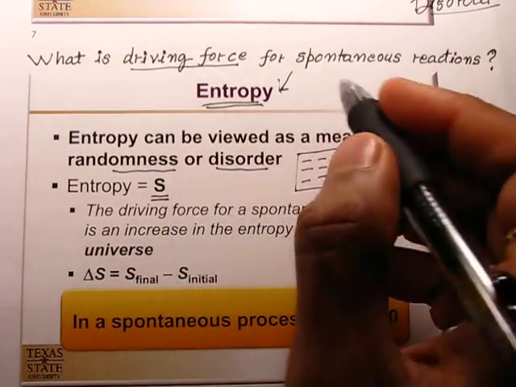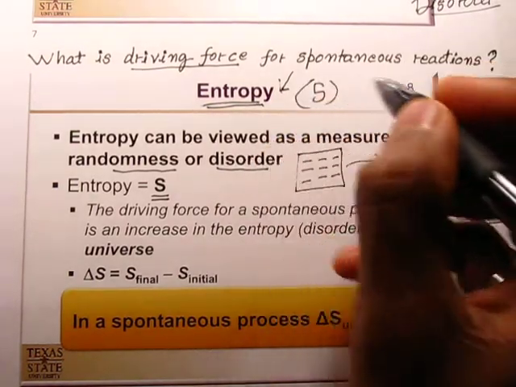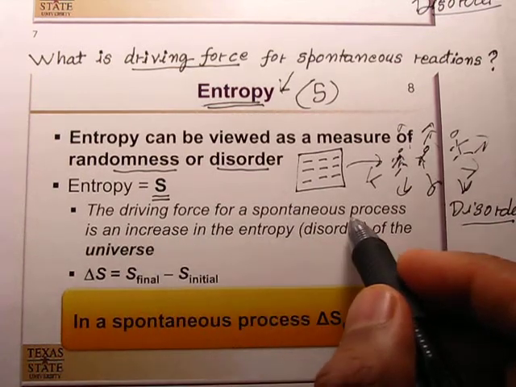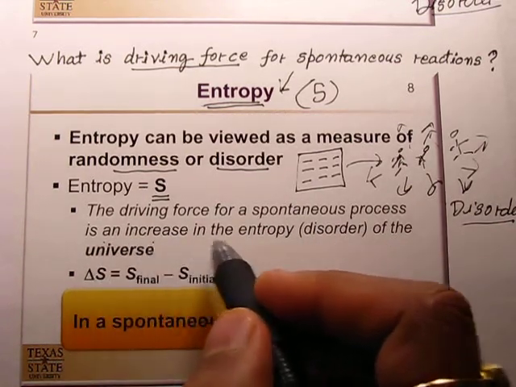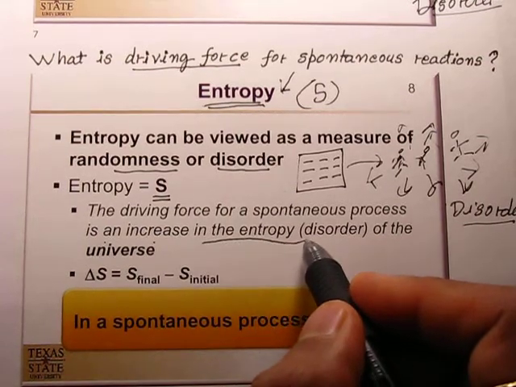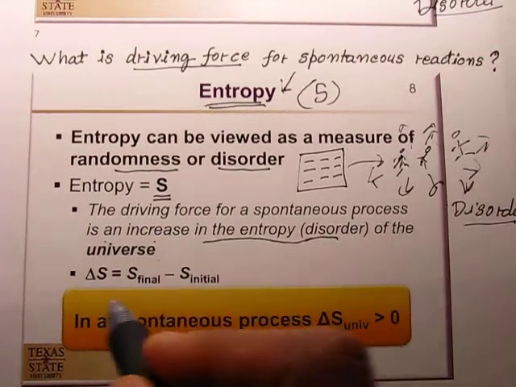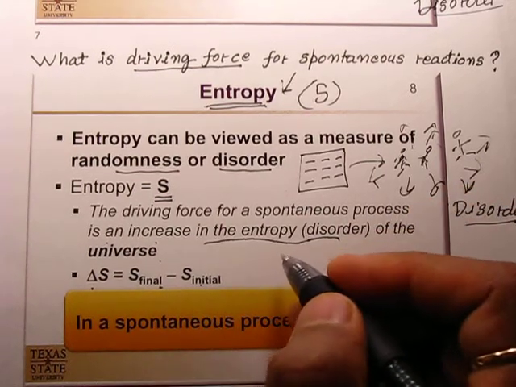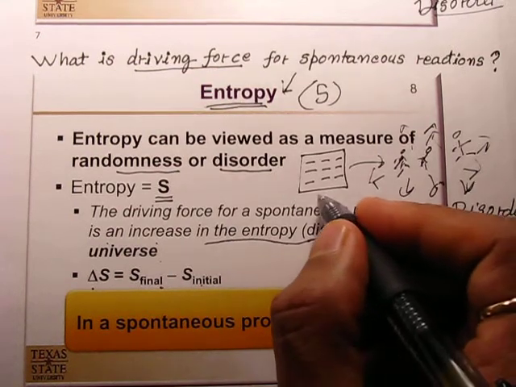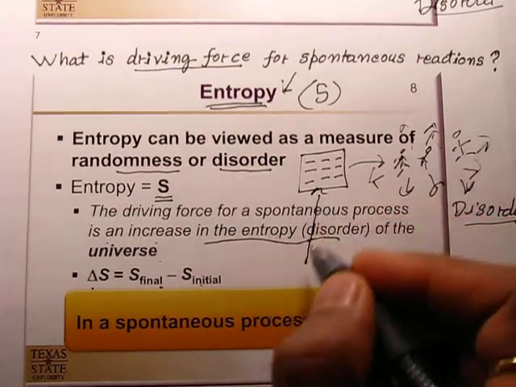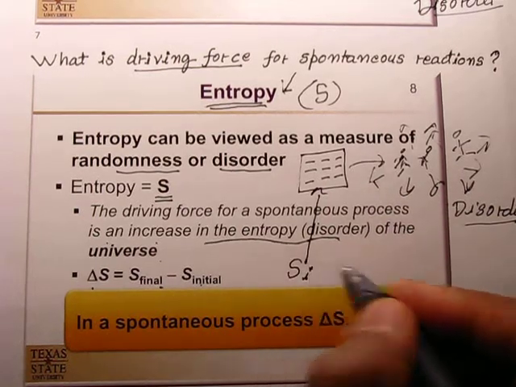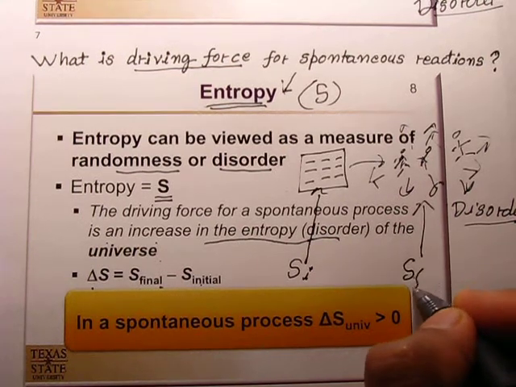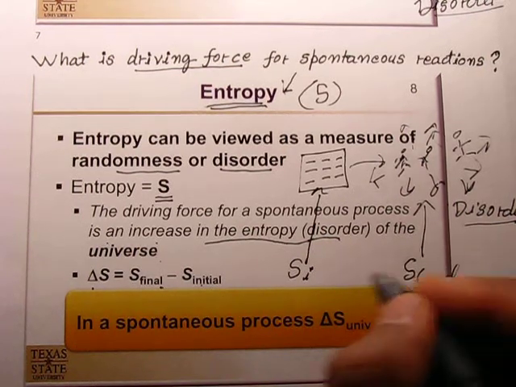Entropy is designated with S, right? Capital S represents the entropy. So the driving force for the spontaneous process is an increase in the entropy of the universe, delta S, S final minus S initial. So for example, here in this class, in this case, this is the entropy of initial, and here entropy is final.